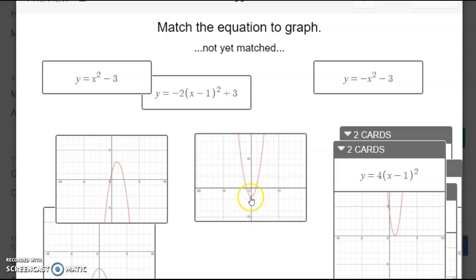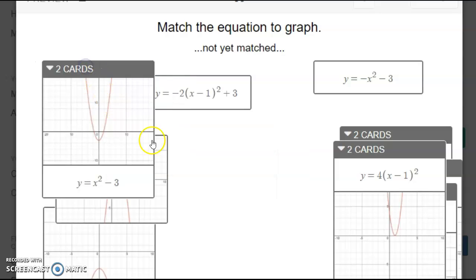What's the vertex in this case? It's 0, -2. That means there is no h term. It's going to be x minus 0 all squared, which is the same as x squared. And this k looks like -3. Yeah, so it's -3 here. So that matches up with those.